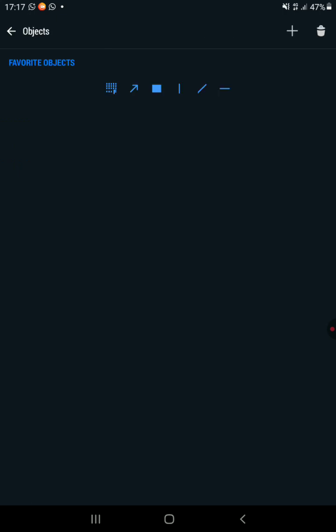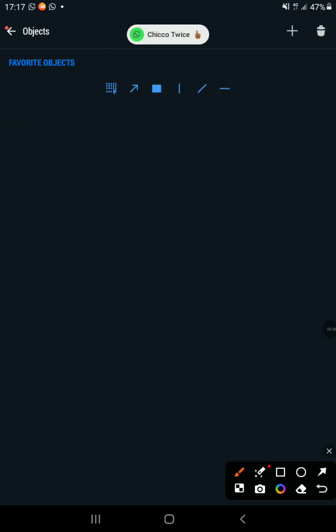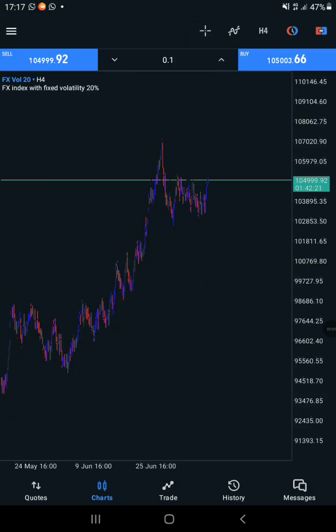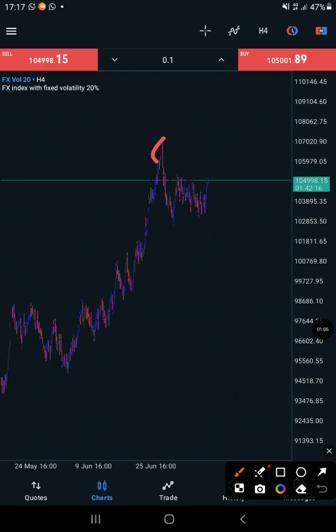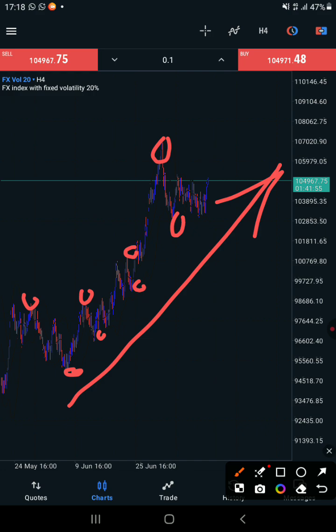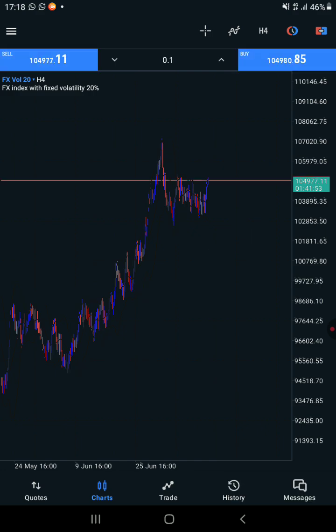So what happens is that there is a higher high here, higher low here. There is a higher high here, higher low here. There is a higher high here, higher low, and there is this low, and there is this high. All right, so market is heading upwards like that, so it's in an uptrend.